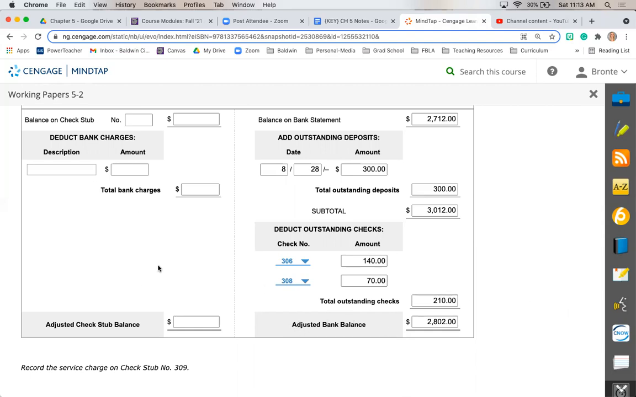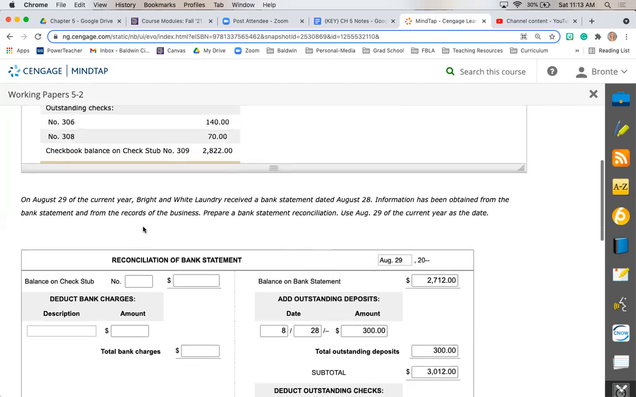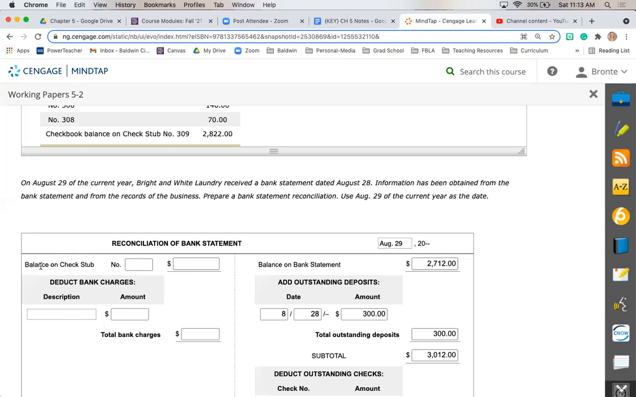Now we're going to do our adjusted checkbook balance. First things first is what is our current balance on our next unused check stub. So check stub number is 309. And the balance is $2,822.